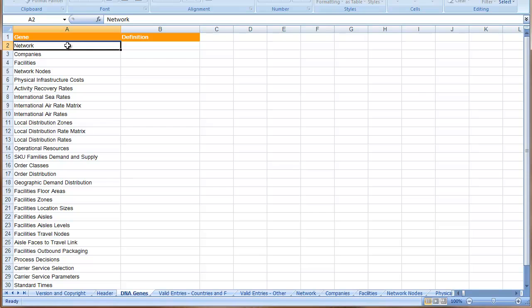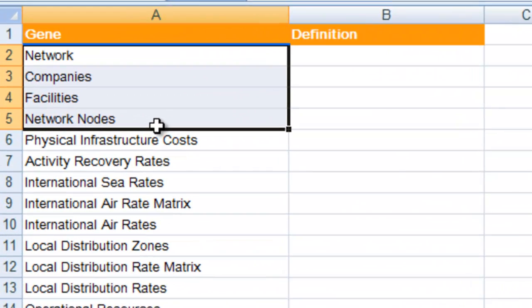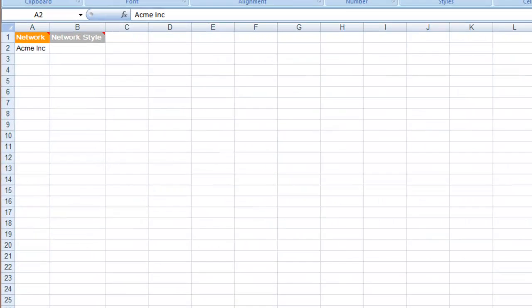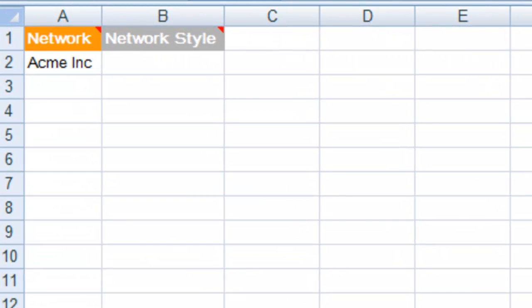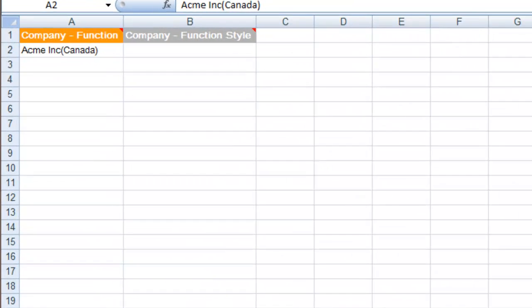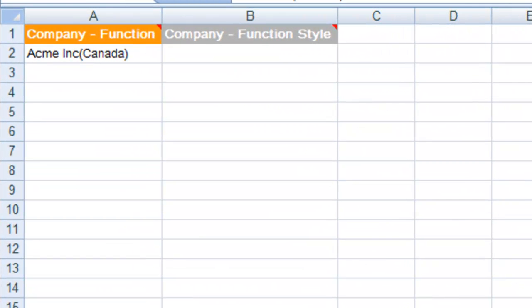The network, companies, facilities, and network node genes describe the internal network of facilities and companies in your enterprise. Network describes the top of the organizational hierarchy. Company function can be used as a composite concept to represent a combination of your business, the legal entity, and the supply chain function being performed in the particular facility, such as finished goods distribution. In this example, we use it to represent the legal entity only.